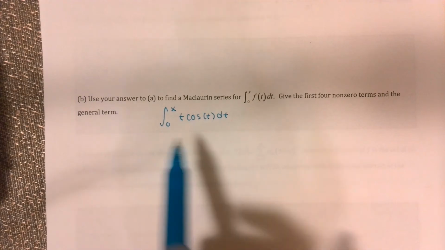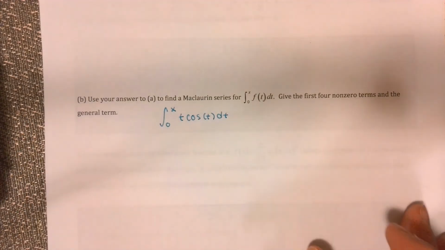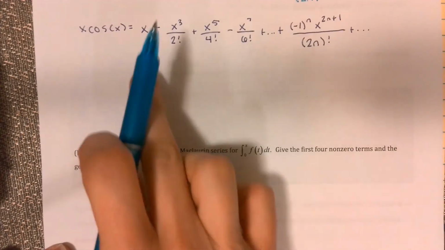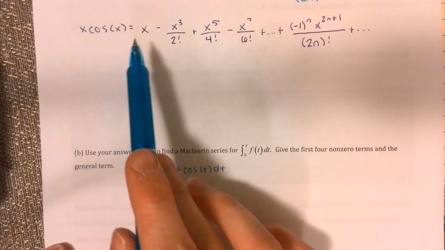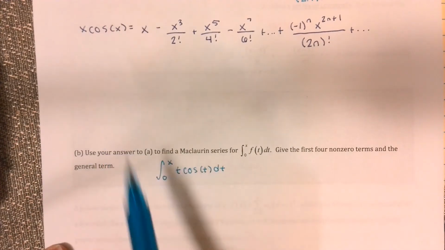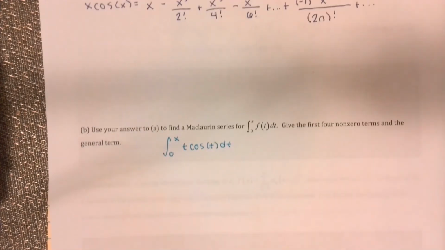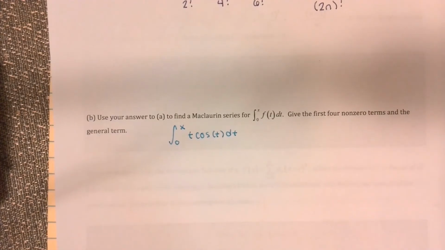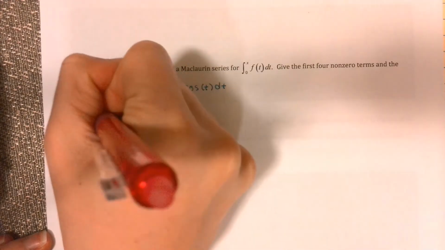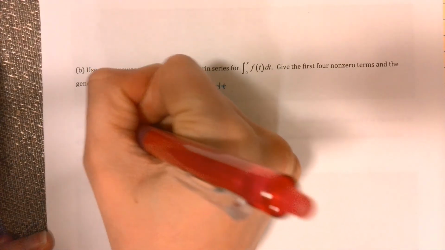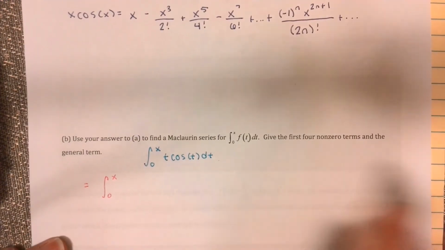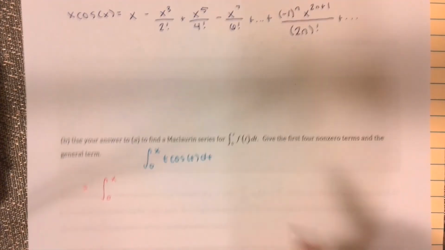So let's just use what we did above, where we had a power series that represented x cosine of x, and let's sub that in. Let's let that be our representation. So if I sub it in using all t's, I can say that this was equal to the integral from 0 to x of this function. But remember, instead of writing x, we have to write t, just for notation.